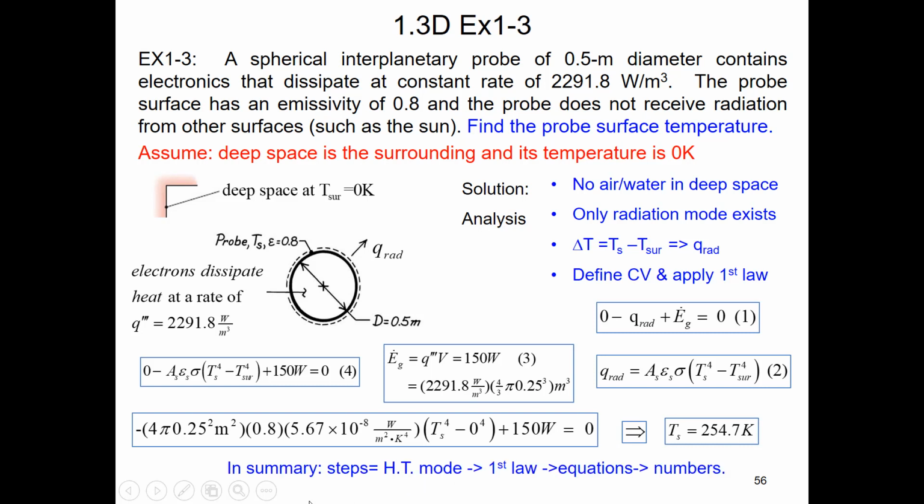In summary, the steps we followed are that you first understand the problem, then identify all the heat transfer modes. Next, define your system and apply the first law. Then you select the proper equation for the items in the first law equation. Finally, you plug in the numbers to get the unknown.